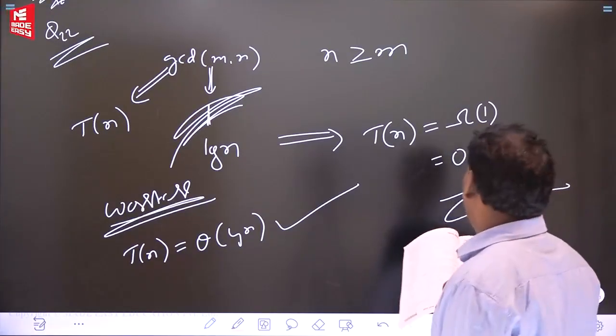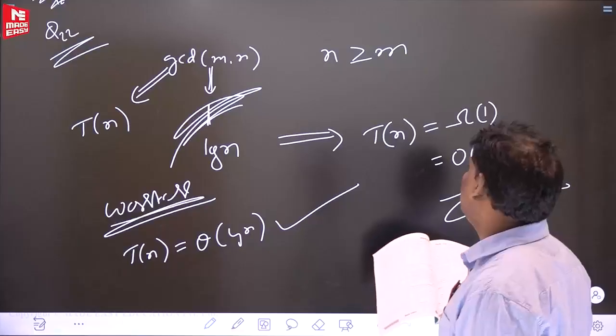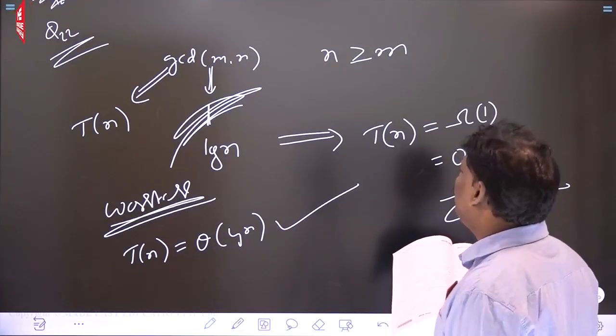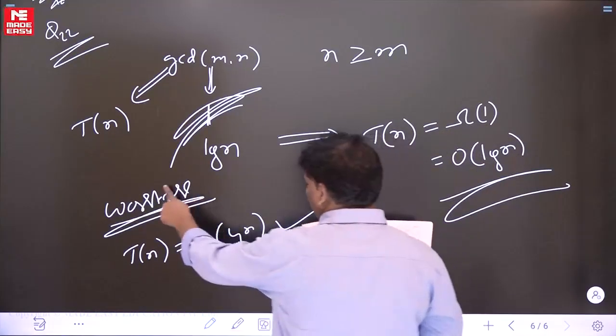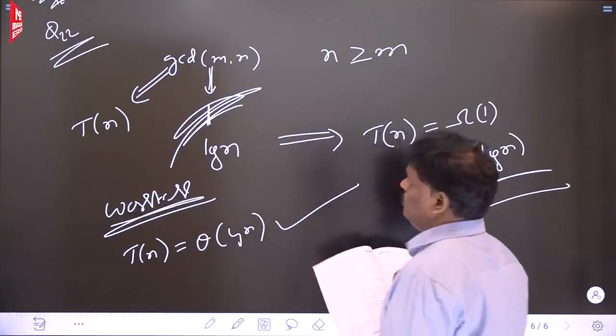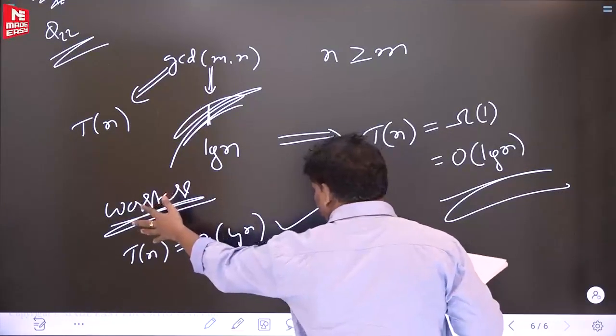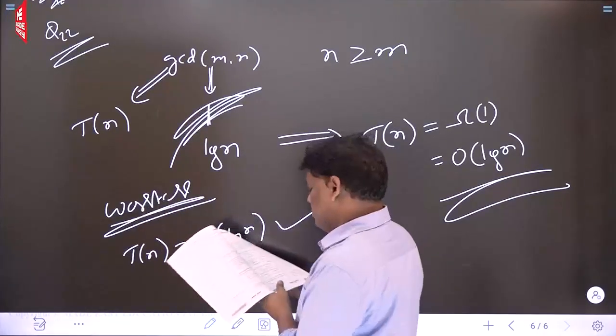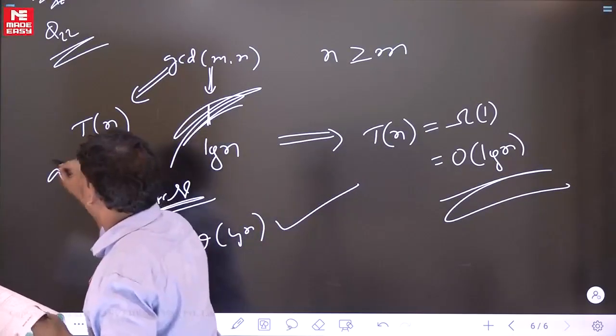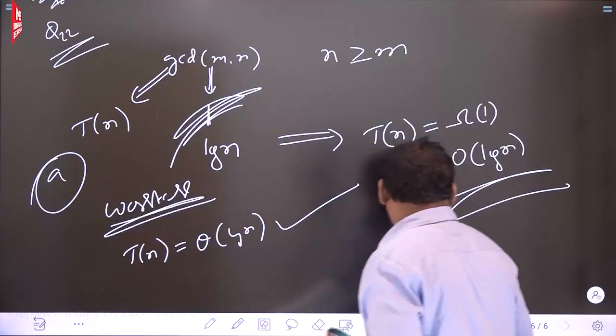Actually, for this problem, no option is matching. If you want the matching answer, just add worst case, and the answer is this. Finally, question number 22, with the small modification of worst case, the answer is option A. Now go to the next one.